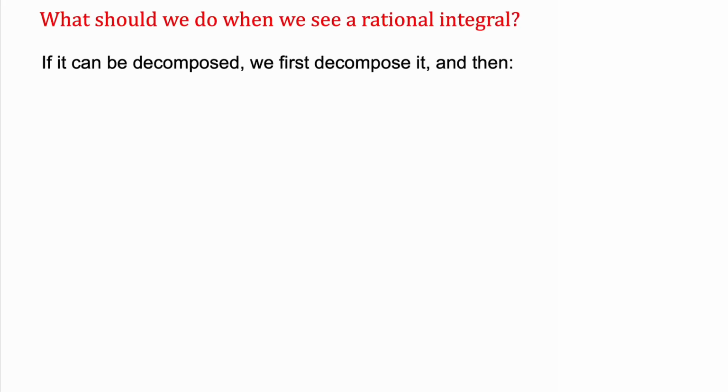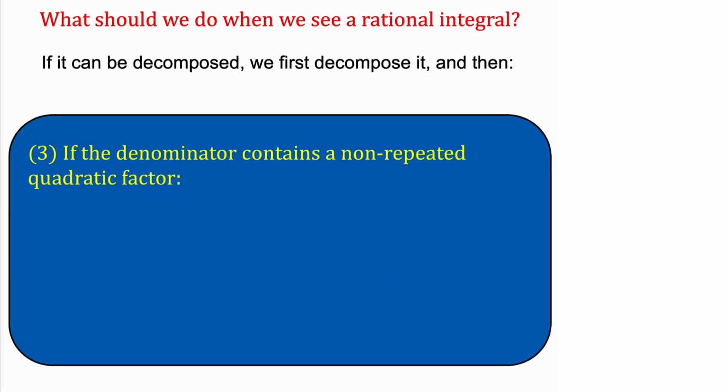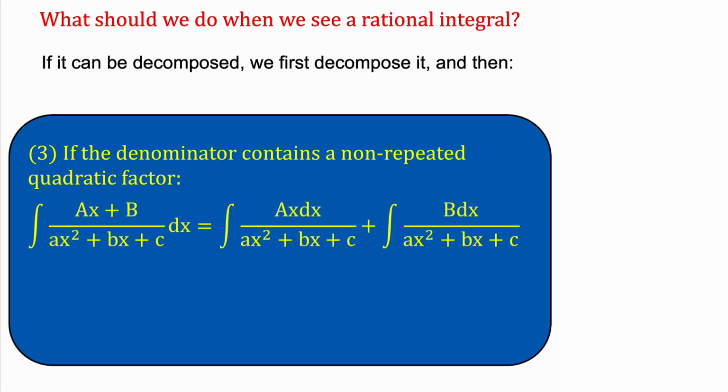It says that if the denominator of the fraction is a non-repeated quadratic factor, this second degree term should appear only to the first power. For now, we are dealing with a non-repeated second degree term. If you see that the denominator is ax squared plus bx plus c and the numerator is a first degree expression, it says to separate this as ax over x squared plus bx plus c plus a constant over the same denominator.